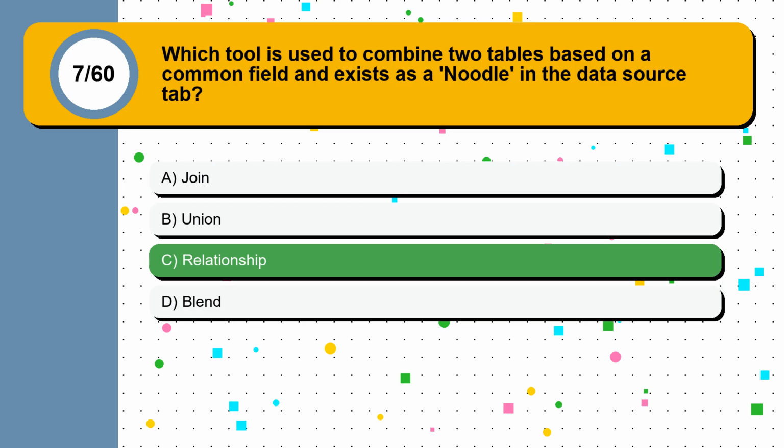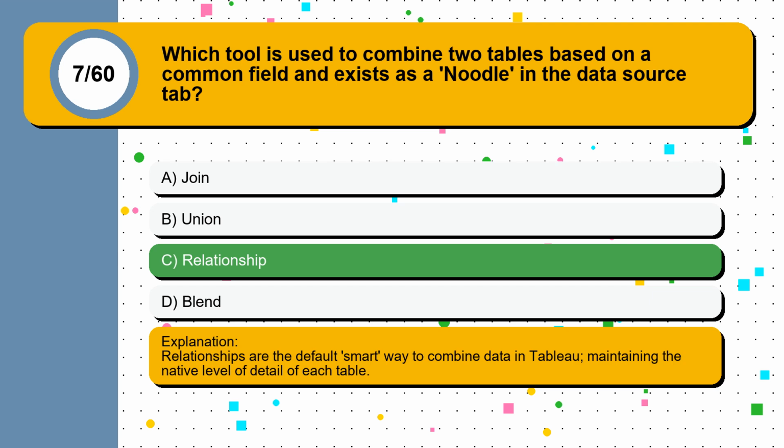The correct answer is option C, relationship. Relationships are the default, smart, way to combine data in Tableau, maintaining the native level of detail of each table.